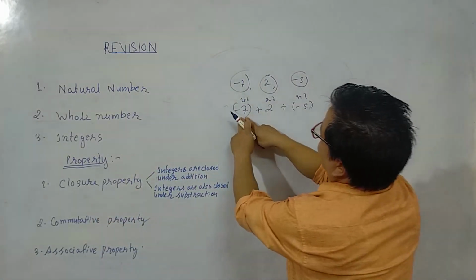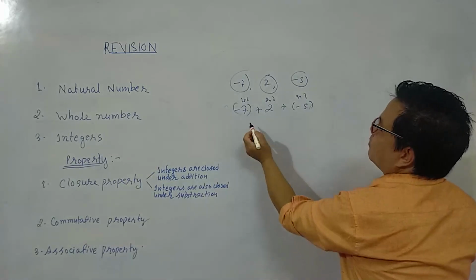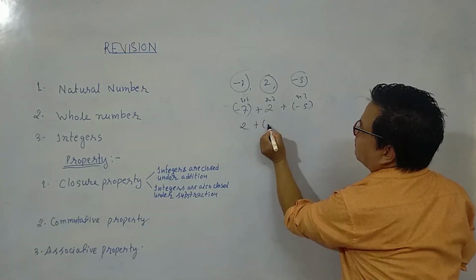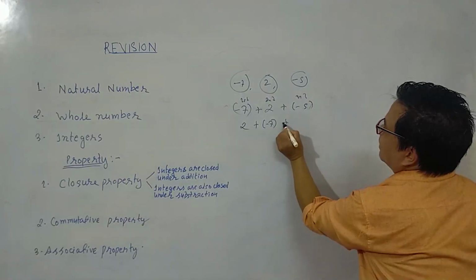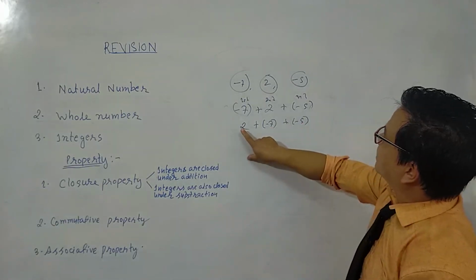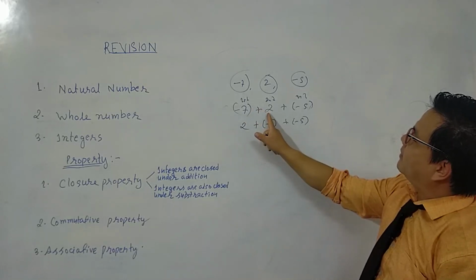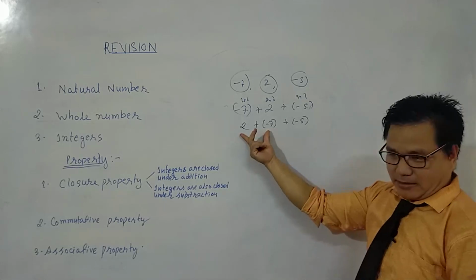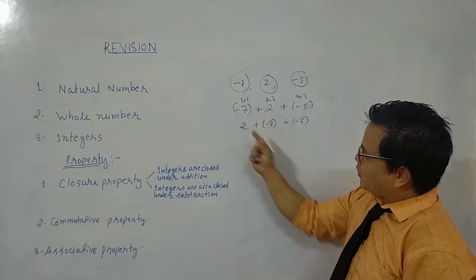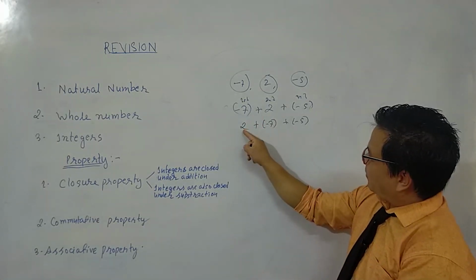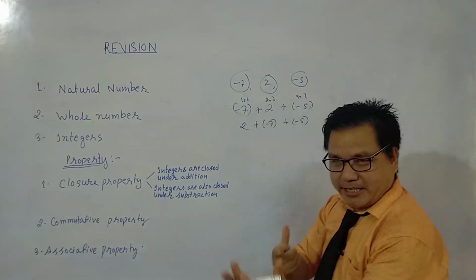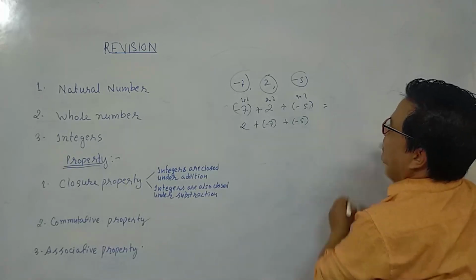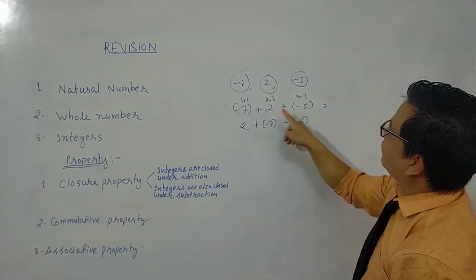Second place we can place in first place. Suppose 2 is in the first place and minus 7 in the second place, then minus 7 plus minus 5. Now here I have changed the order of the first and the second. I put the second in the first and the first in the second. Here these two integers commute, but the result is the same. See, minus 7 plus minus 5 is minus 12.